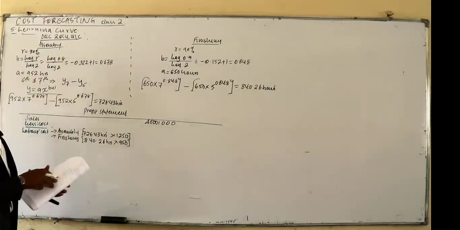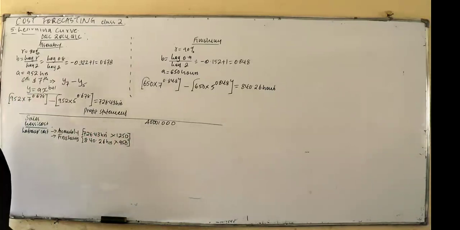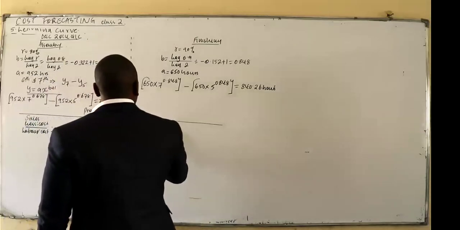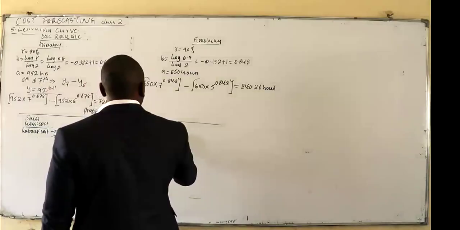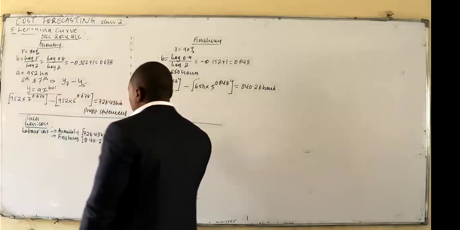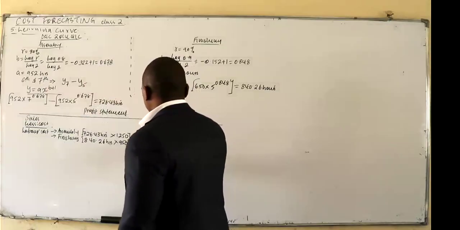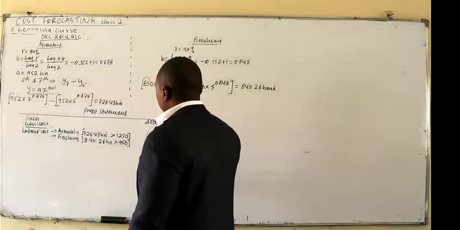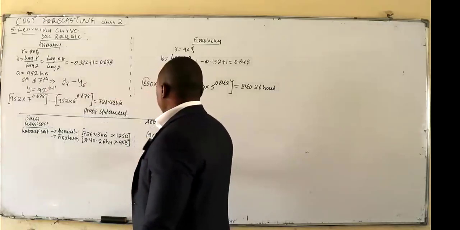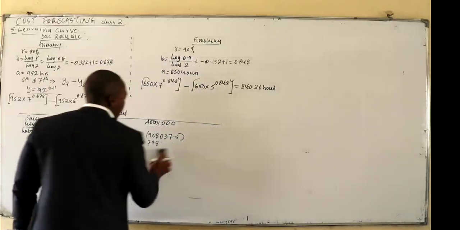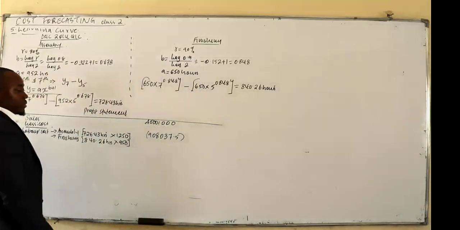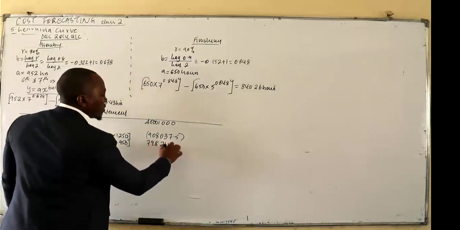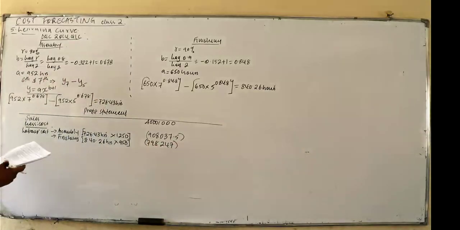What do you get? 908. Below that 7.5. 798. Sorry, 798. Can you give me that again? 798. 247. Good. And then we had another cost.